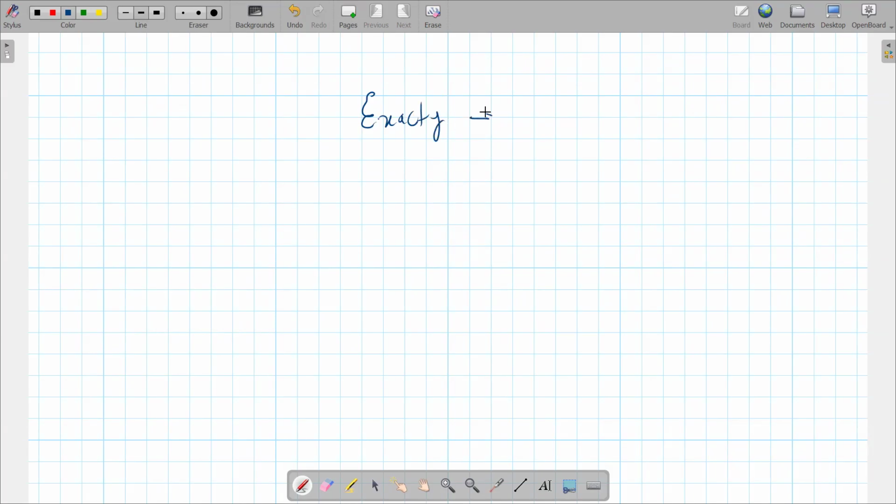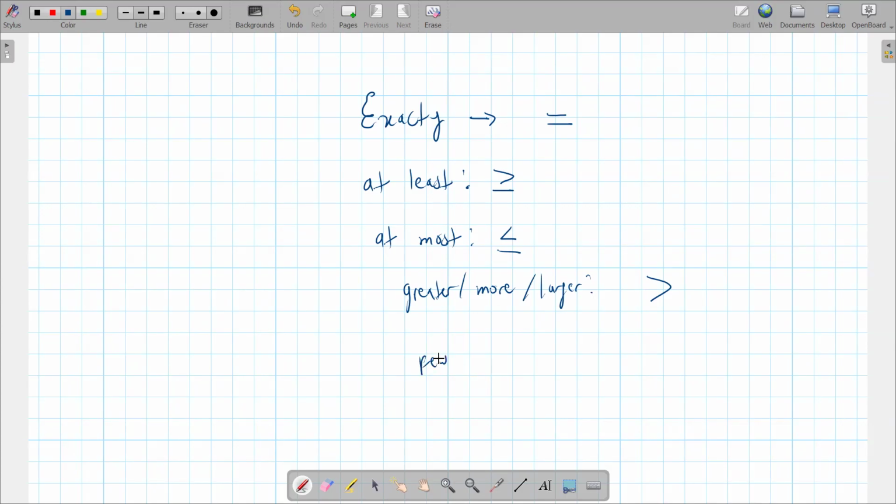Exactly means equals to. At least means greater than or equal to. At most means less than or equal to. And then it can say greater than, more than, larger than. These mean strictly greater than. The number itself is not included. And then you can have fewer than, less than, smaller than. These ones are strictly less than. It doesn't have the inclusive sign. And then what else?